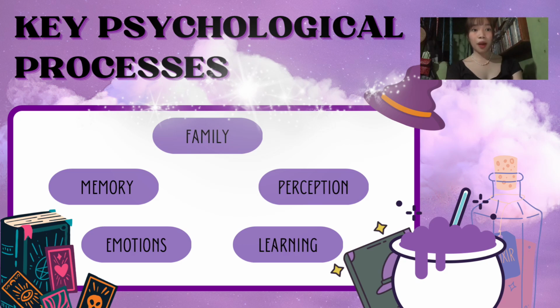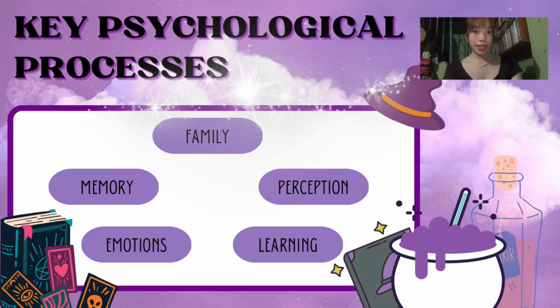Key psychological processes. This slide highlights the key psychological processes that influence consumer behavior. These processes shape how individuals interpret information, make decisions, and form preferences. One is motivation. A person's drive to fulfill needs and desires influences their purchasing behavior. For example, someone motivated by health may buy organic food, while others driven by status may prefer luxury brands. Number two is perception. Consumers interpret and make sense of information differently. Marketing messages, product packaging, and branding can influence how consumers perceive a product's value and quality.